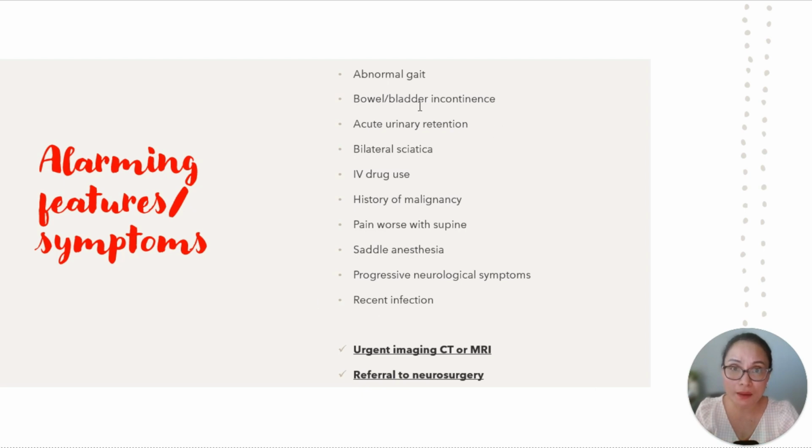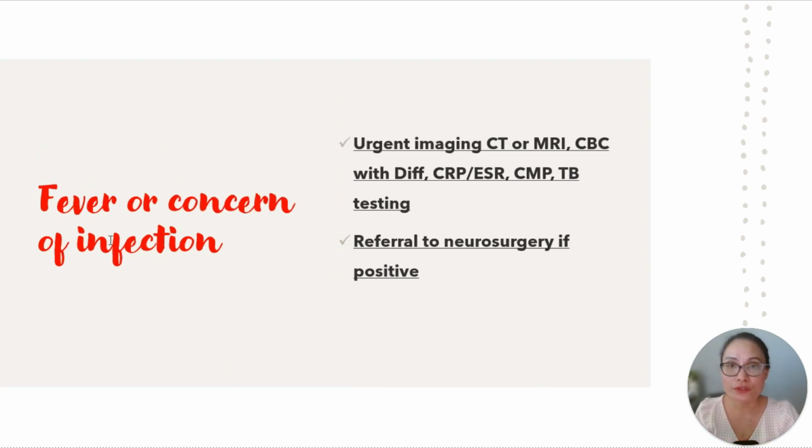If you have these alarming features, make sure to order imaging, either CT or MRI, and refer the patient to neurosurgery. You don't want to delay treatment. If there is a fever or concern for infection, order urgent imaging, again CT or MRI, add in CBC with differential, CRP and ESR, CMP, and consider TB testing depending upon the risk factors, and refer your patient to neurosurgery if positive.